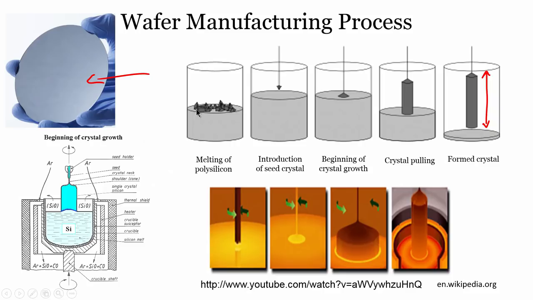Now, the setup consists of a crucible shaft, a silicon melt, a crucible, a heater, a thermal shield, and then a single crystal silicon seed which you dip in the molten silicon and then pull up. When you pull it up, you will see a crystal neck, a shoulder, and the formation of the silicon boule. So, this is a known process. There are two processes: one is called the Czochralski technique, and the second is called the float zone technique, right. There are two techniques to form the silicon.